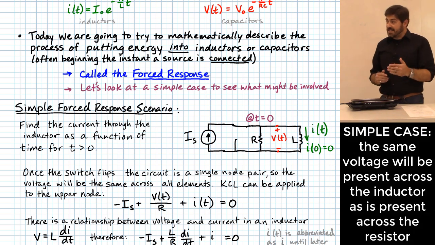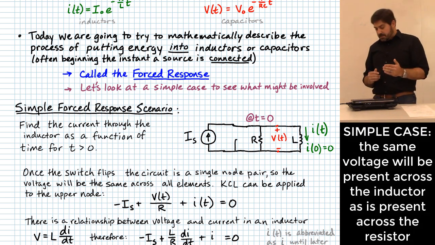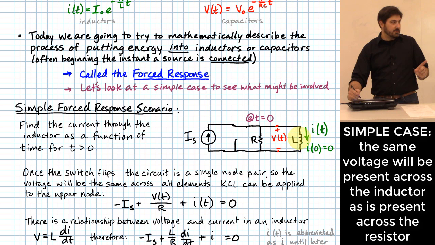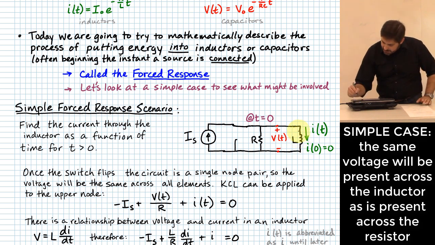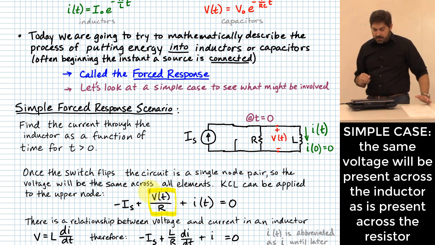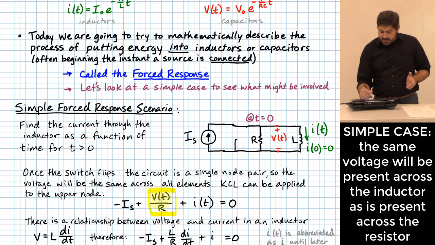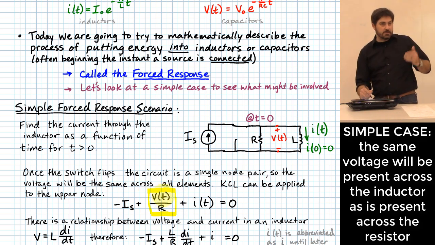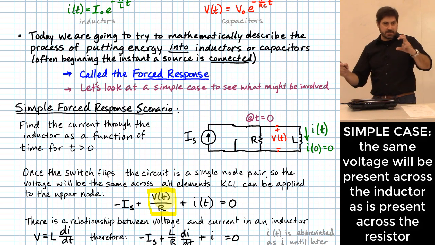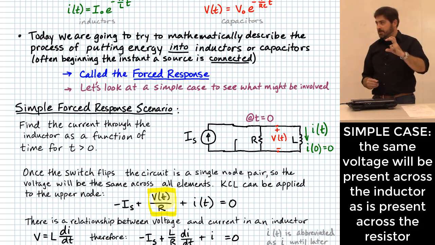Now, because it's a single node pair, that means that the same voltage that's across the inductor has to also be across the resistor. So where we had this term right here, the one that had the v(t) over R that's based on the resistor, we don't care that it's the voltage across the resistor, because that v(t) is the same voltage that's across the inductor. Do you agree with that? Because it's a single node pair.